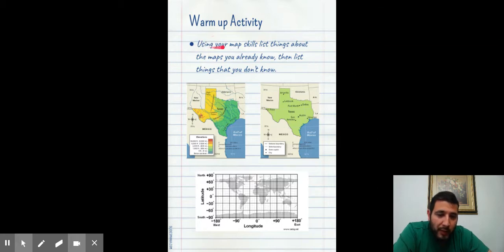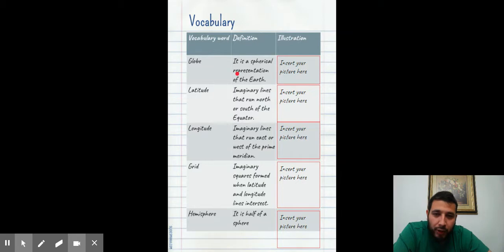First of all, that's your warm-up activity, which you just need to know the map tools from yesterday and Monday to answer these ones. Right here, you cannot see what they're asking, but in the presentation, it's on the right side somewhere. Okay, so we're gonna go over some vocabulary.